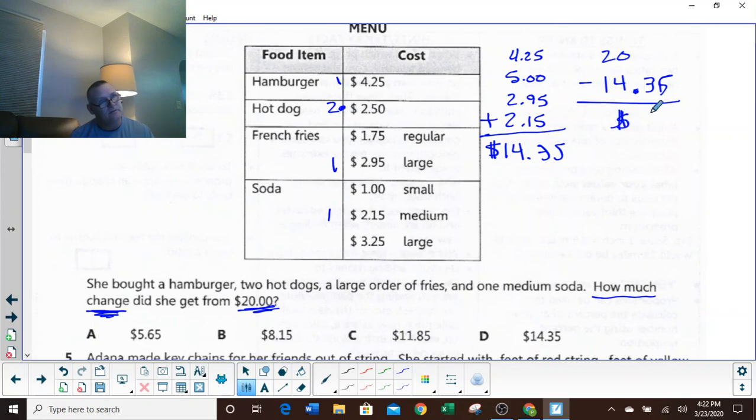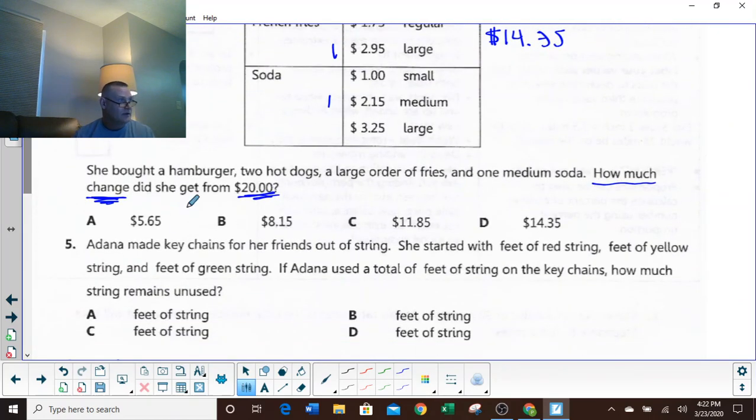You think it's HDMI making it lag? That's what we'll do. We'll pull it out. $5 and, what'd I say? 65 cents. Okay. We could have been done already if this thing hadn't been lagging. Here we go. That's A. Boom. We got it. All right.